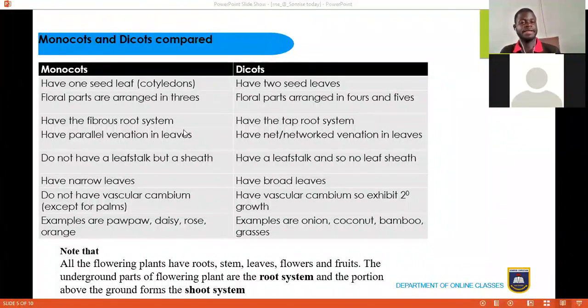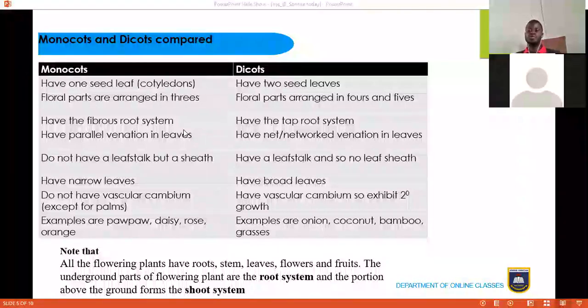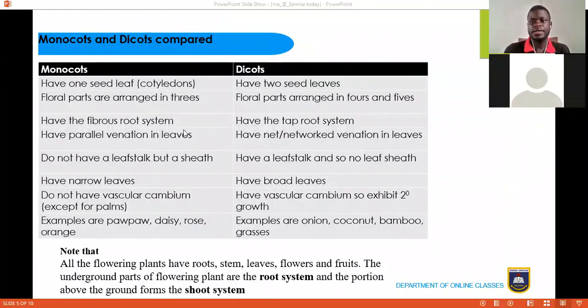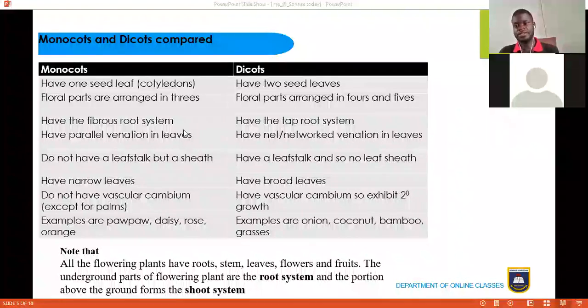All right, in the monocots, we have the fibrous root system, which I'll get into in detail as time goes on, whereas the dicots have a tap root system. The monocots also have parallel venation in the leaves, whereas in the dicots, the venation of the leaves is networked, all right? Monocots do not have a leaf stalk, but they have a leaf sheath. But the dicots have a leaf stalk, but they don't have a leaf sheath, all right? The leaves of monocots are narrow, and so on and so forth.